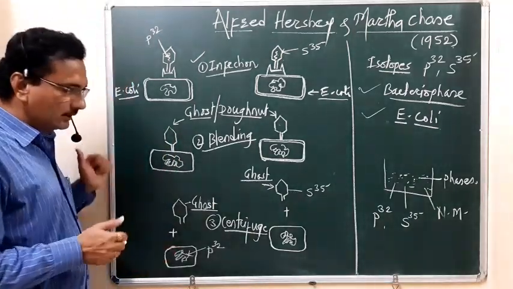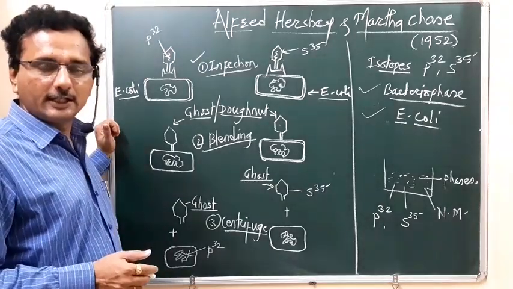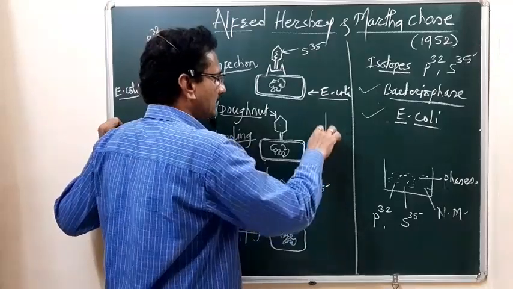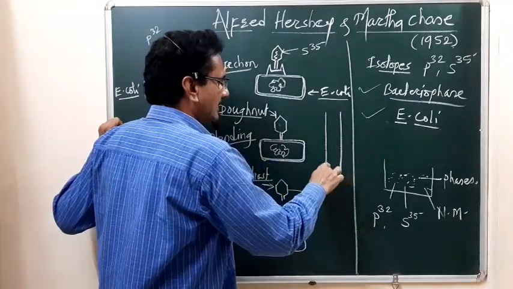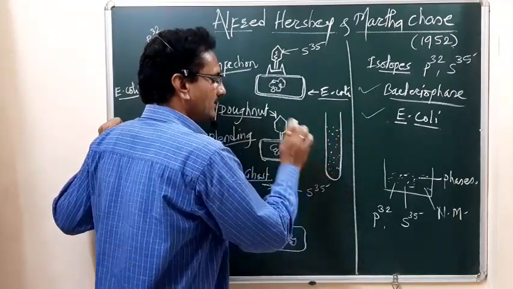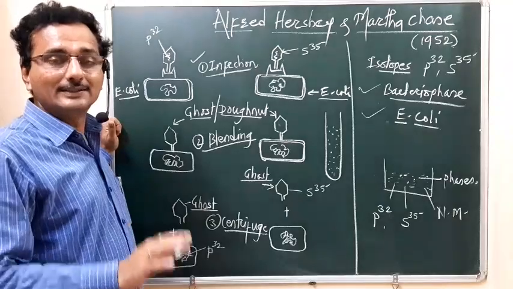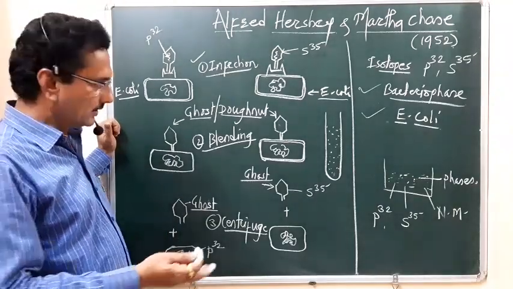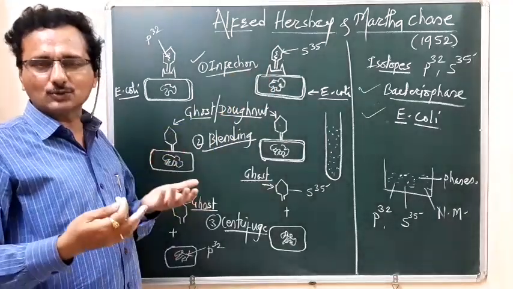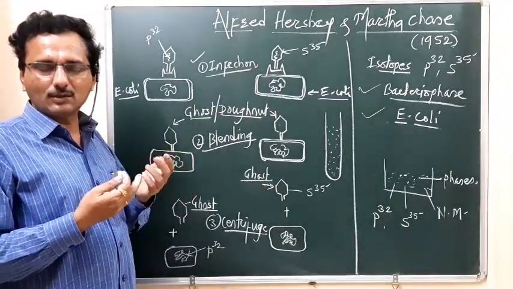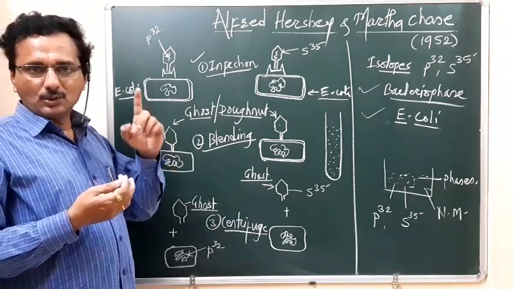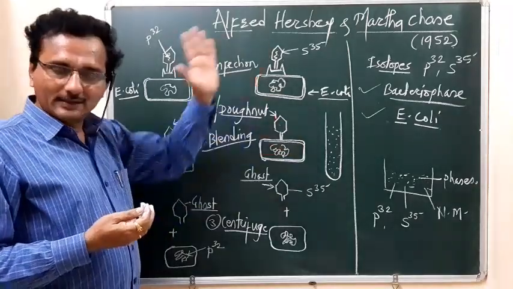Then the third step is the centrifugation. All these experiments take place inside this test tube, in liquid form. Always remember, it is not done on the table, because both these things, the bacteriophages and the bacteria, are ultra microscopic. So they are not visible with the naked eye. So all this experiment is performed in the test tube.